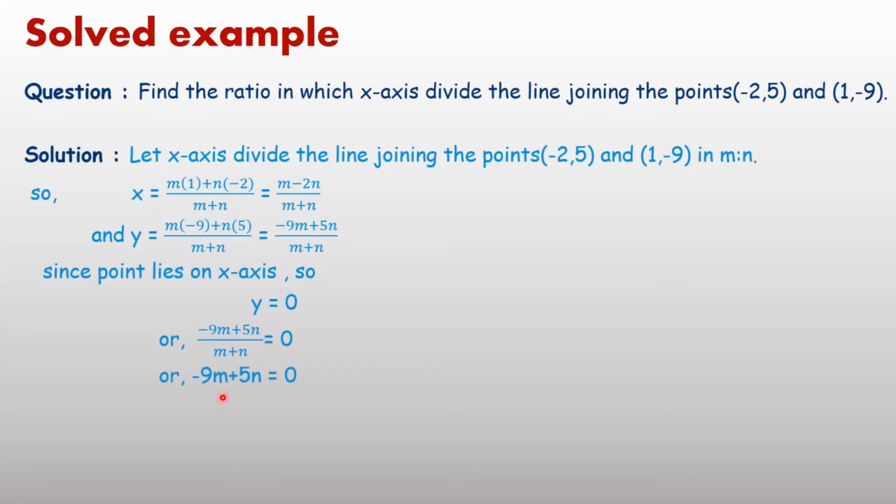If y is 0, then (minus 9m plus 5n) upon (m plus n) equal to 0. Cross multiply, you will get minus 9m plus 5n equal to 0, or minus 9m equal to minus 5n. Minus cancels out, the result is 9m equal to 5n, or m upon n equal to 5 upon 9, so the ratio is 5 is to 9. If the same question is asked to find the ratio in which the y-axis divides, in the case of the y-axis the x coordinate will be 0, and you can easily find the ratio.